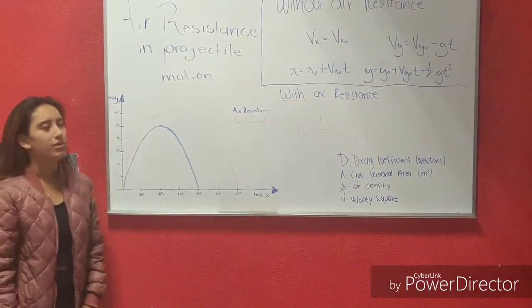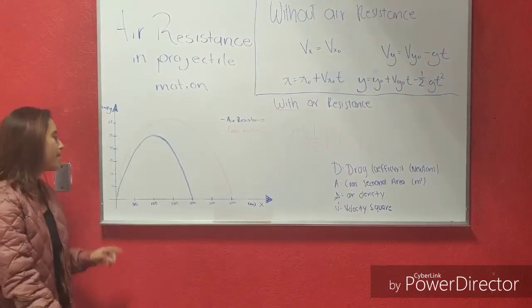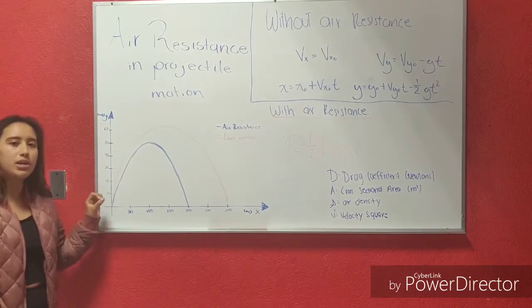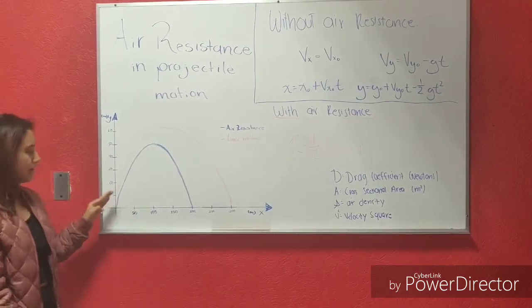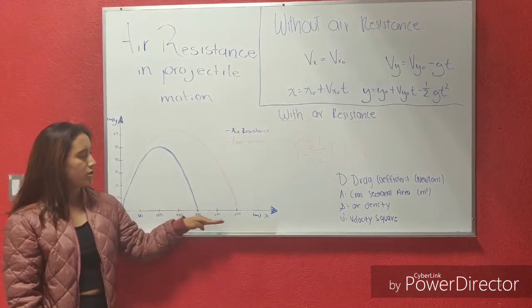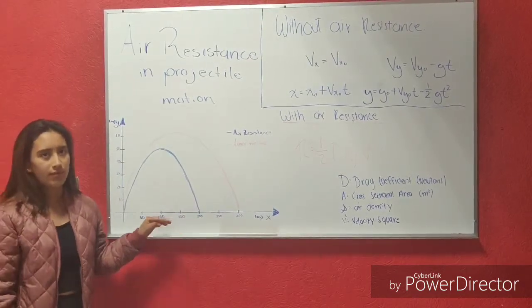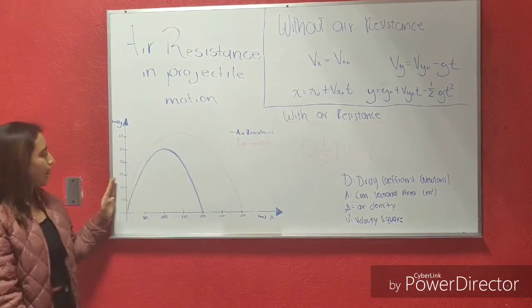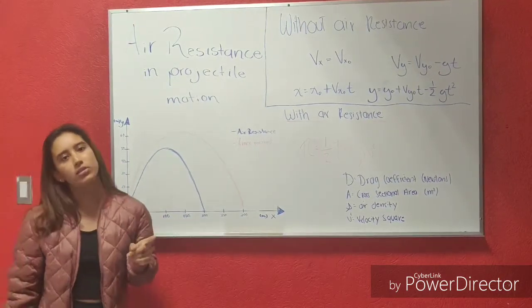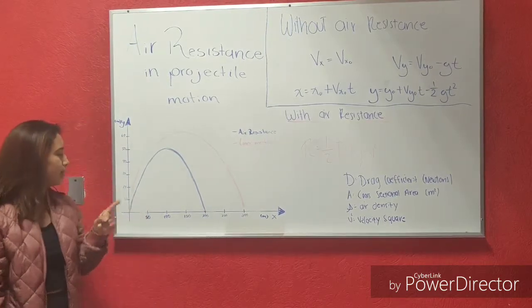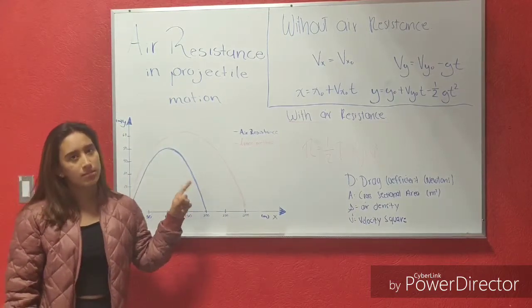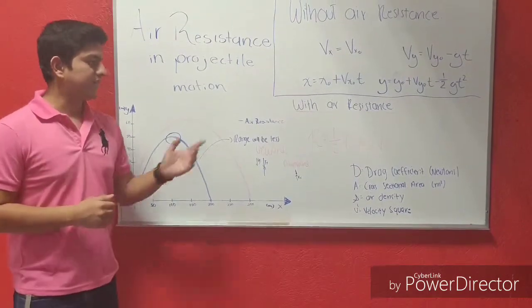Let's start with projectile motion without air resistance. It is a motion described by a particle ejected at an angle, and the motion in x is going to be uniform rectilinear motion, and in y it's going to be uniformly accelerated rectilinear motion, and the acceleration is going to be determined by gravity. On the other hand, we have projectile motion with air resistance.